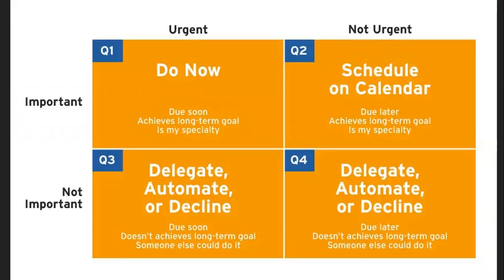So how to prioritize your tasks? Quadrant one, urgent and important. This task needs to be done now. The due date is soon. It helps you to achieve your long-term goals, and they are in your specialty. So, for example, if your specialty is the English language, doing something concerning English, such as deadlines and so on, according to your studies, then you should put your goals in the first quadrant and deal with them ASAP.